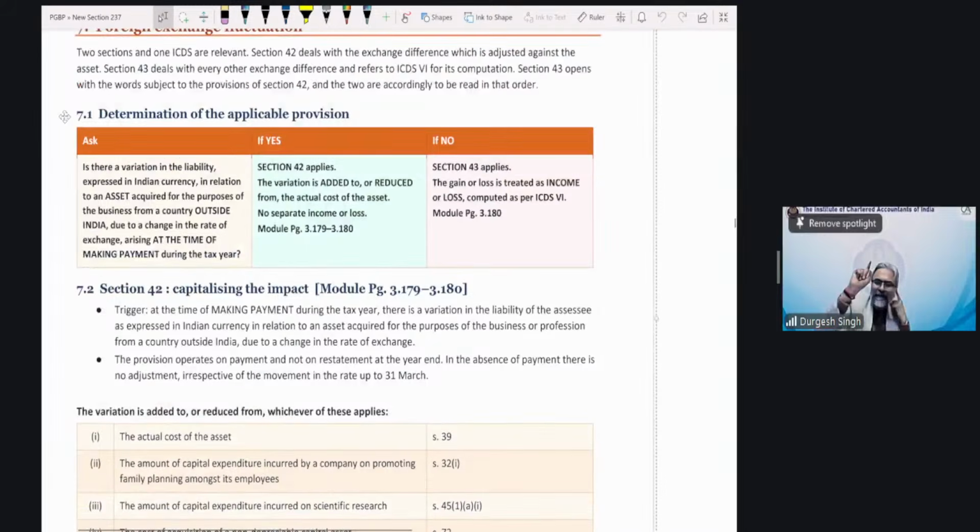Is there a variation in the liability expressed in Indian currency in relation to an asset acquired for the purpose of a business from a country outside India due to change in rate of exchange arising at the time of making the payment during the tax year? Students, say for example, just pay attention over here. This is a case where I have purchased a foreign asset.